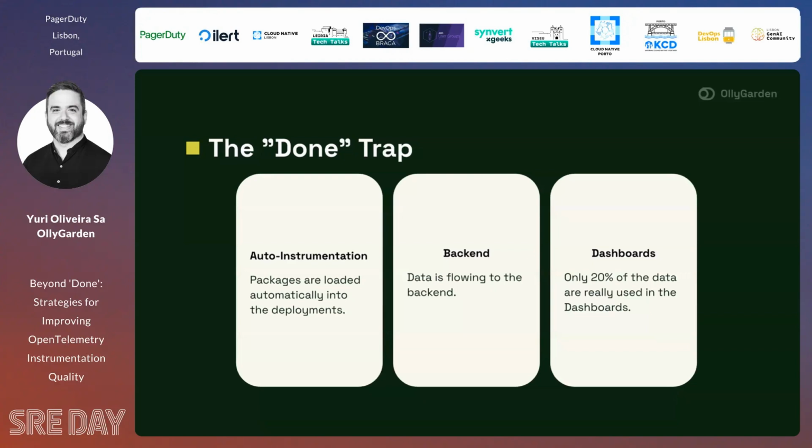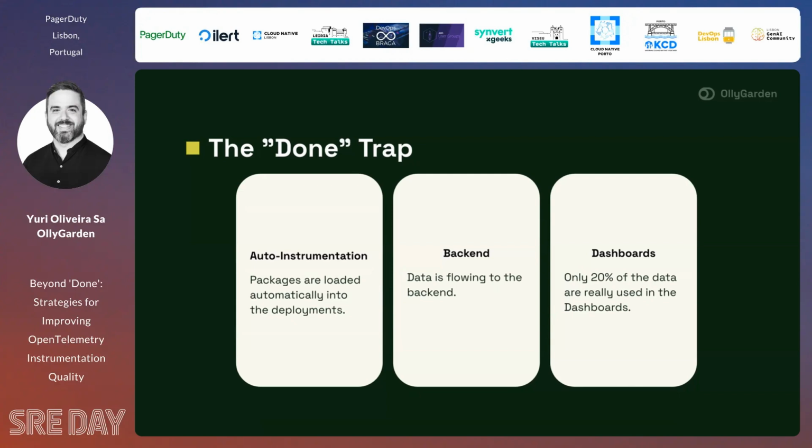And when you find this balance, unfortunately, if you decided to move forward with auto instrumentation, you will be in a dawn trap. This is why I call this talk "beyond dawn". You decided to go with auto instrumentation and you instrumented your application. So you have logs, you have traces, and you have metrics. You are happy because the data is flowing through the pipeline, and your dashboards are amazing.